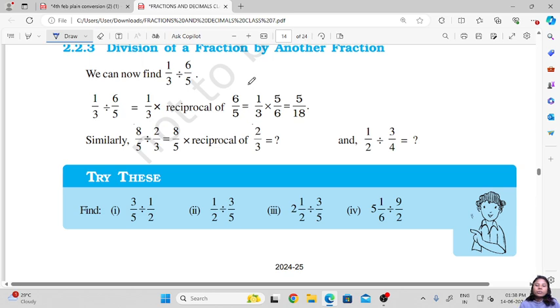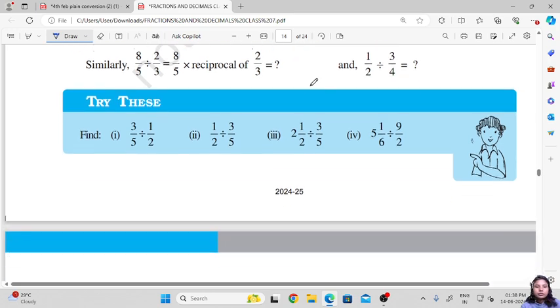So here we have one example, that is 1 by 3 divided by 6 by 5. So we take out the reciprocal of this number. Okay. So we'll have 1 by 3 and then into we'll write 5 by 6. So that will give us 5 upon 18. Okay, so you have to basically multiply the numerator by the numerator and denominator by the denominator, and you will get the answer. So let's quickly try and do this.